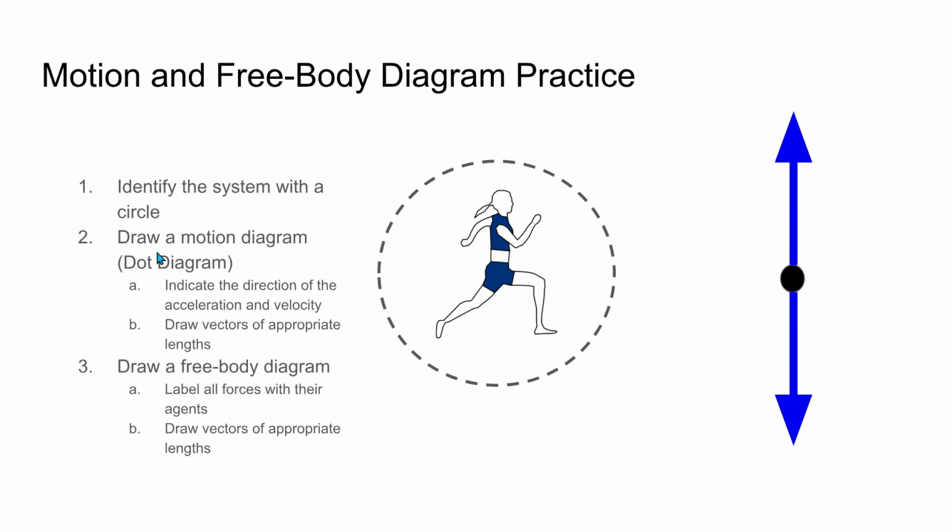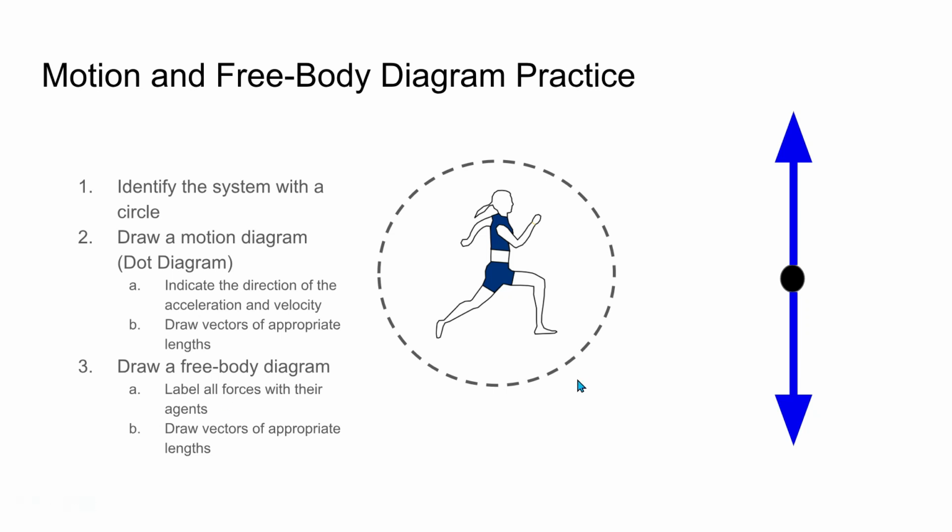And what we're going to do here is we want to be able to draw a motion diagram, also known as a dot diagram. And we need to indicate the direction of the acceleration and velocity and draw vectors of appropriate lengths. And then 3, we're going to draw free body diagrams. And in order for us to do that, we want to be able to label all the forces with their agents, and we want to draw vectors of appropriate lengths.